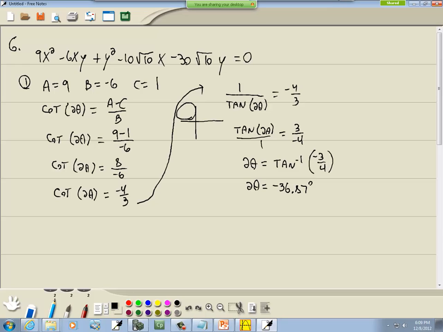Remember me saying we don't want negative angles. Inverse tangent only gives you these two quadrants. So it gave us over here, negative 36 somewhere over here. We want over to here, because we want the smallest rotational angle. Well, what we do to this is we add 180, and that'll take us over there.